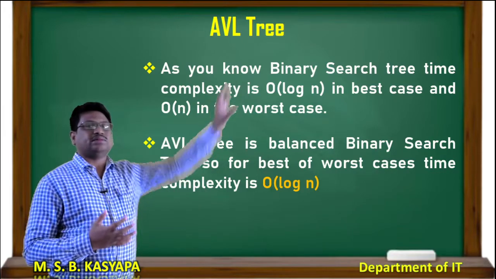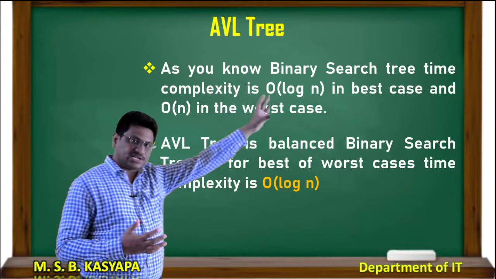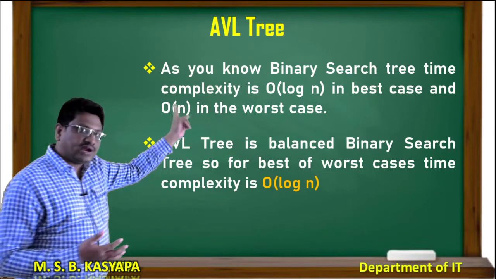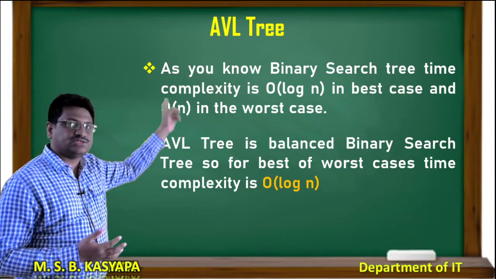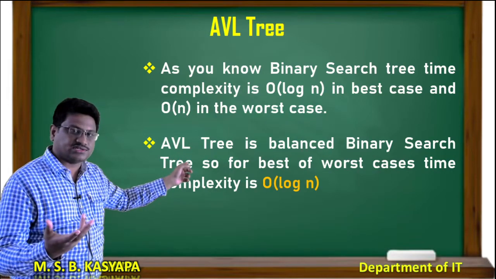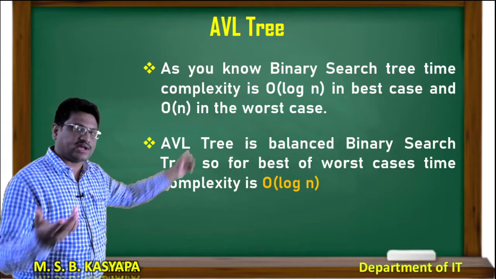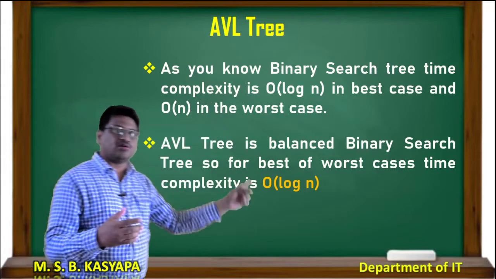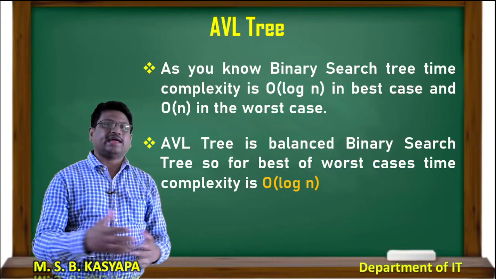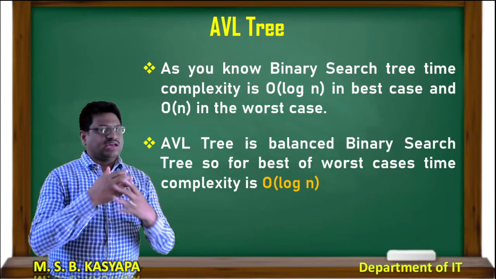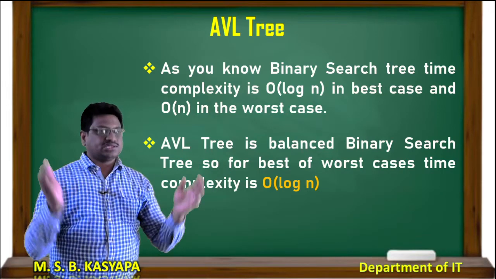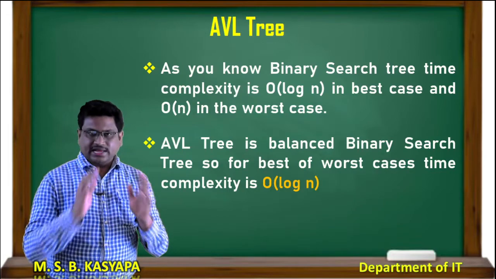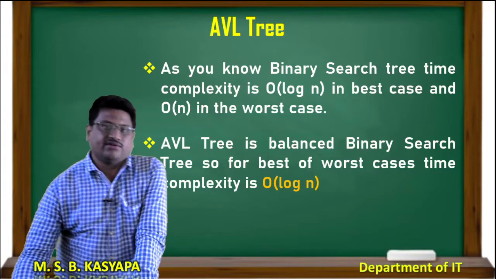Why? Because the binary search tree normal time complexity is log n, and the worst time complexity is order of n. So, to avoid the worst cases, we are creating AVL trees, balanced trees. Binary search balanced trees, I am calling the balanced trees AVLs. So, the normal time complexity order of log n will become the time complexity whether it is a worst case, best case or average case. The order of log n is the time complexity in an AVL tree.